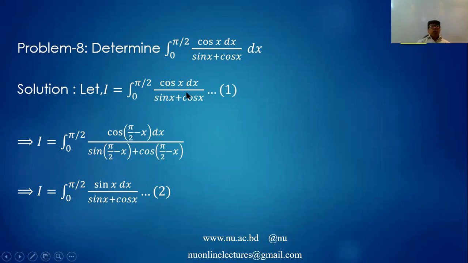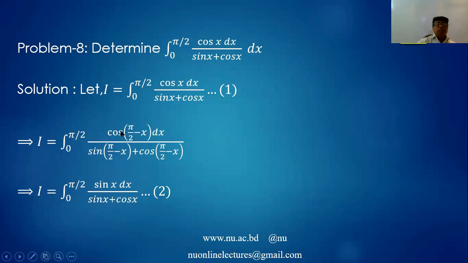As we know, from property number four that we already proved, we can take it in this way: integral from 0 to pi by 2 of cos of (pi by 2 minus x), divided by sin of (pi by 2 minus x) plus cos of (pi by 2 minus x), dx. Because we know this was from property number four. If you go back to number 4, you can see this one.